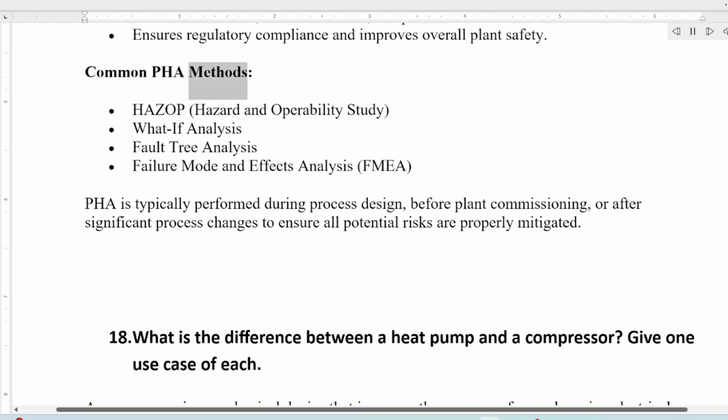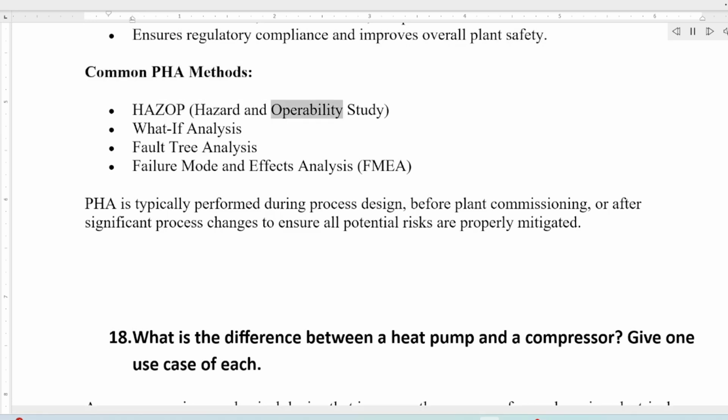Common PHA methods: HAZOP, Hazard and Operability Study. What-if analysis. Fault tree analysis. Failure mode and effects analysis, FMEA. PHA is typically performed during process design, before plant commissioning, or after significant process changes to ensure all potential risks are properly mitigated.